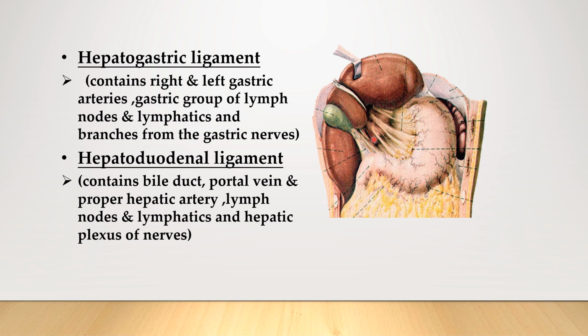Then the second part of the lesser omentum, which was connecting this undersurface of the liver with the first part of the duodenum, is known as the hepatoduodenal ligament. It has a free margin of the lesser omentum as well. It consists of the bile duct, portal vein and proper hepatic artery, lymph nodes and lymphatics, and the hepatic plexus of nerves.